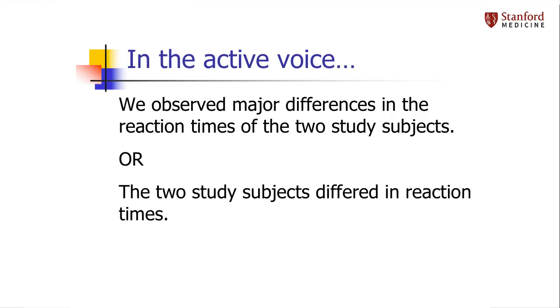If you want to, perhaps we don't need the "we observed" here at all, actually. You could be more direct and just state what was observed. So you could say, the two study subjects differed in reaction times.